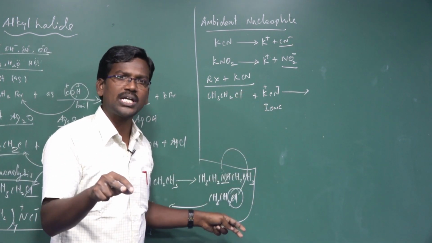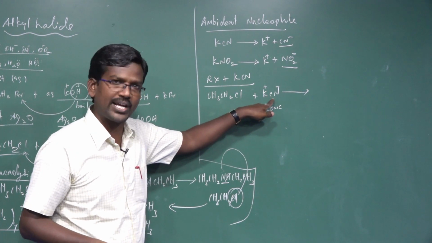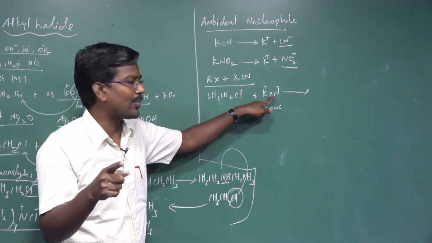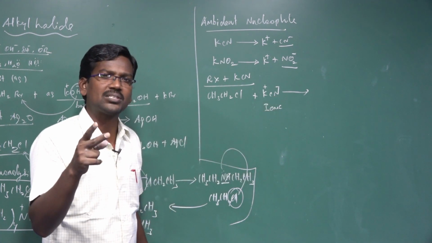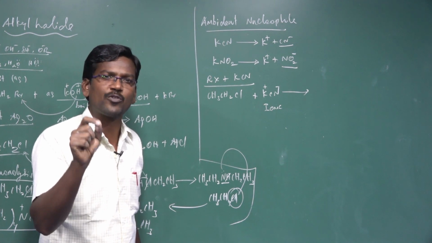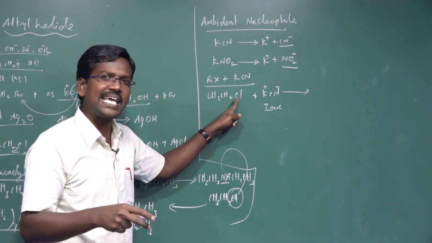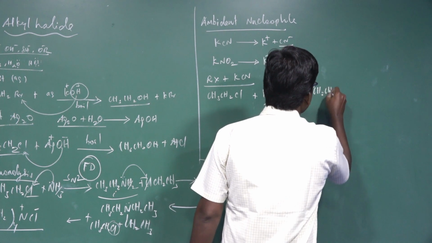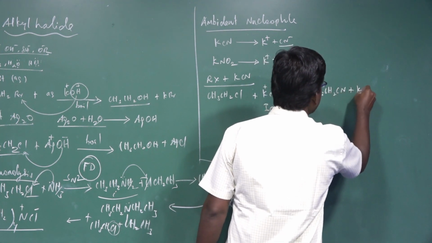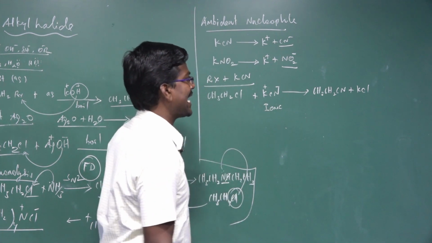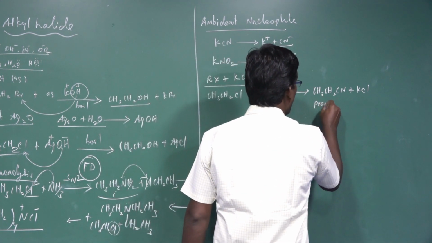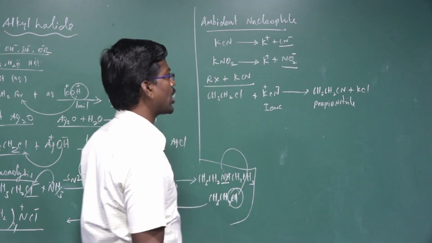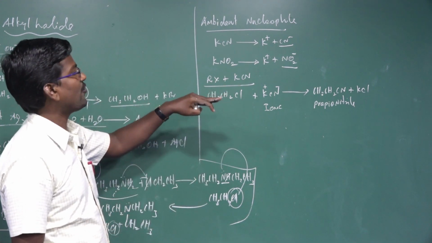Potassium cyanide is an ionic compound, easily dissociated to K+ and CN- ion. The CN- ion contains two elements: one is a carbon atom, another is a nitrogen atom. Carbon preferentially donates its lone pair of electrons to the methylene carbon. Then Cl- is removed as chloride ion, forming CH3CH2CN, ethyl cyanide, propionitrile, plus KCl removed. It is one example of the reaction of ambident nucleophiles.